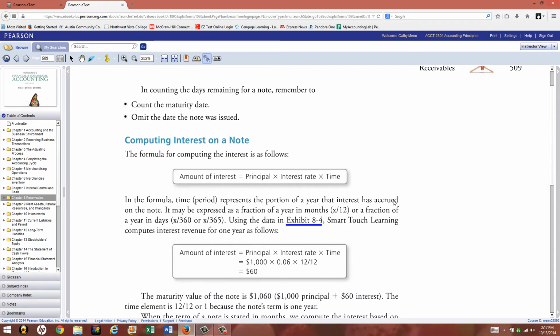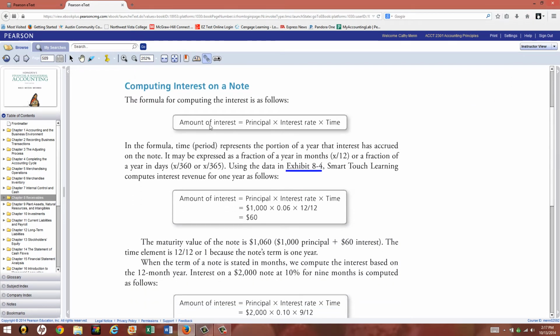Now, to compute the interest, here's the formula. You take the principal times the interest rate times the time. This time represents the prorated part of the year. Earlier it was 180 days. So we would take the principal times the interest rate times 180 days over, it can be expressed as 360 or 365.